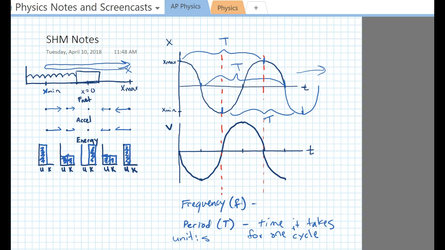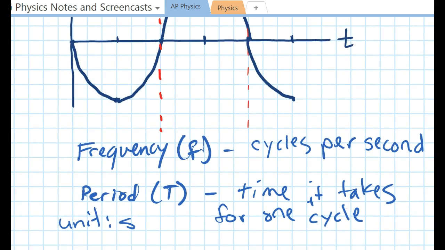Another concept is frequency, and the frequency is the number of cycles per second. The units for that are just cycles per second, so you could write it like this, cycles per second. Or sometimes instead of writing cycles, we just put a 1 there, so it's 1 over seconds. Or sometimes we use this for the unit. It's hertz, or Hz. And that's the same thing as a 1 over second.